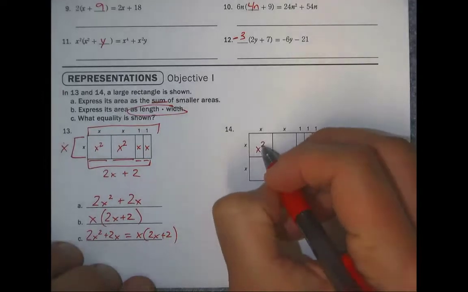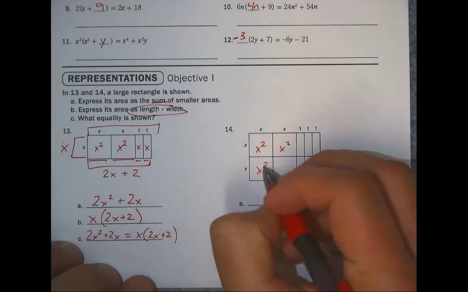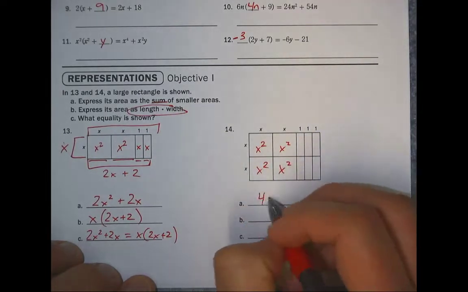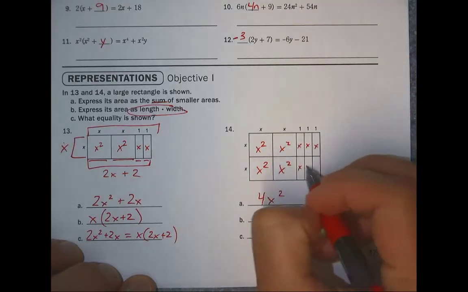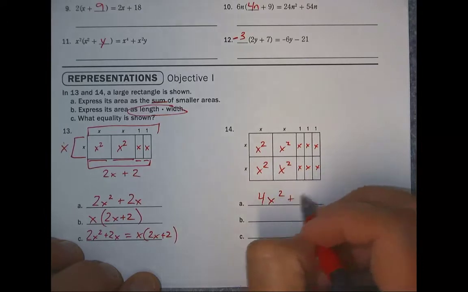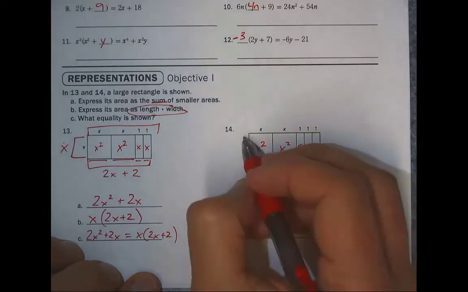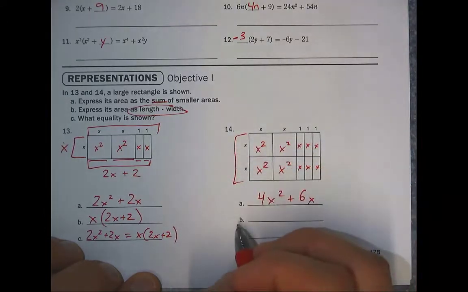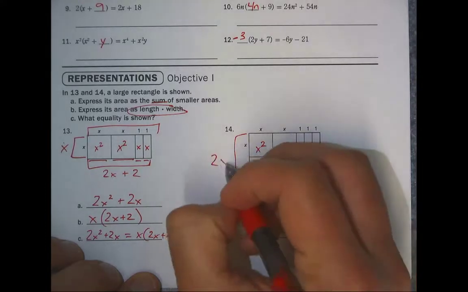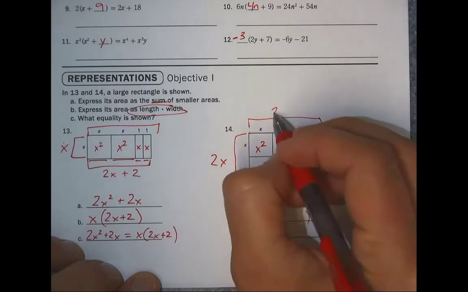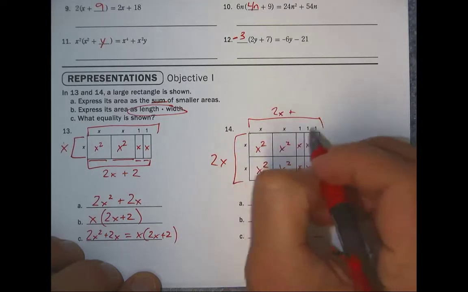All right, these are all x squareds. So there's 4 of them. And x, x, x, x, x, x, plus 6 x's. If I was looking at it as length times width, it is 2x times 2x plus 3.